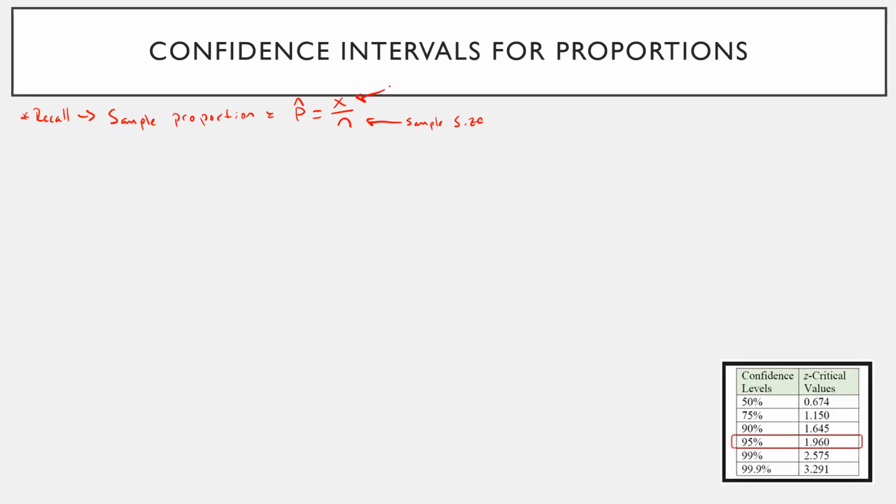And X is just the number of individuals who have a certain characteristic. Okay, that's all it is. It's the individuals who have a certain characteristic. So this sample proportion is a point estimate for P, okay? And P is the population proportion.